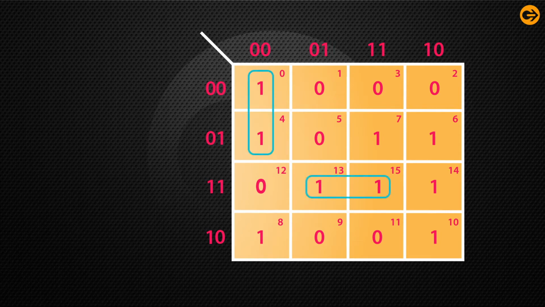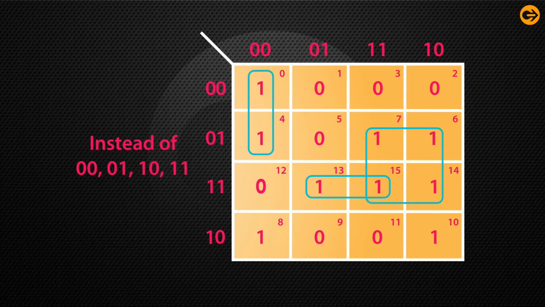There are 3 groups of ones. In K-map, we write 00, 01, 11, 10 instead of 00, 01, 10, 11 because to make groupings. The term between 00 and 01, the common factor is 0. The term between 01 and 11, the common factor is 1. The term between 11 and 10, the common factor is also 1.